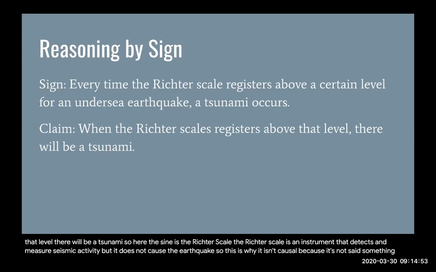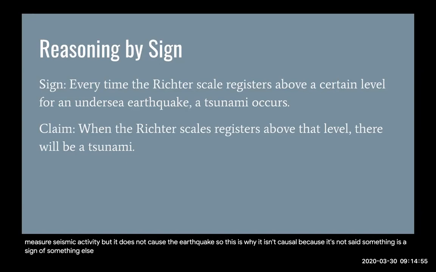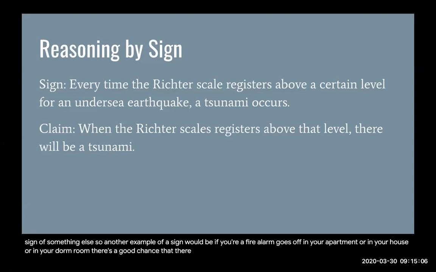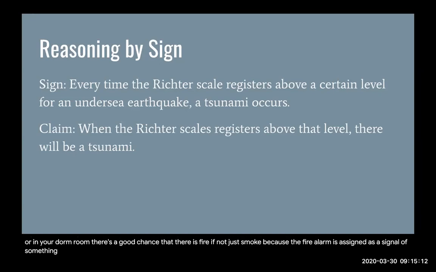Instead, something is a sign of something else. So another example of a sign would be if your fire alarm goes off in your apartment or in your house or in your dorm room, there's a good chance that there is fire, if not just smoke, because the fire alarm is a sign, a signal of something else. The fire alarm doesn't cause the fire to happen, but instead it's an indicator that it's going on.